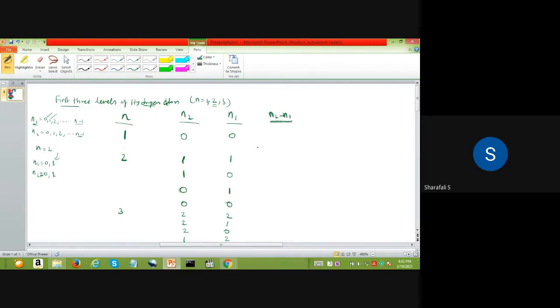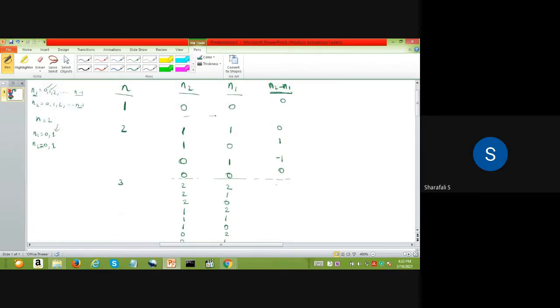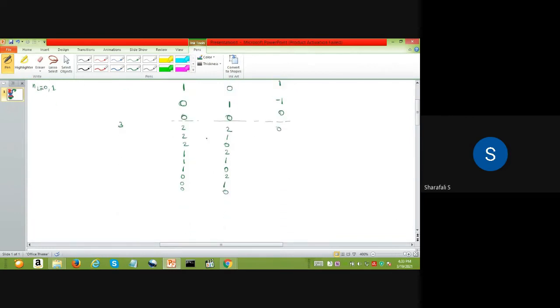So n2 minus n1, what is that? In this case it is 0. Here it is 0. This is 1. Then we have minus 1. Then we have 0. Then in this case we just draw a line here. That is over. And in this case, you have 0, then 2 minus 1 is 1, then 2 minus 0 is 2, 1 minus 2 is minus 1, 1 minus 1 is 0, 1 minus 0 is 1, minus 2, minus 1.